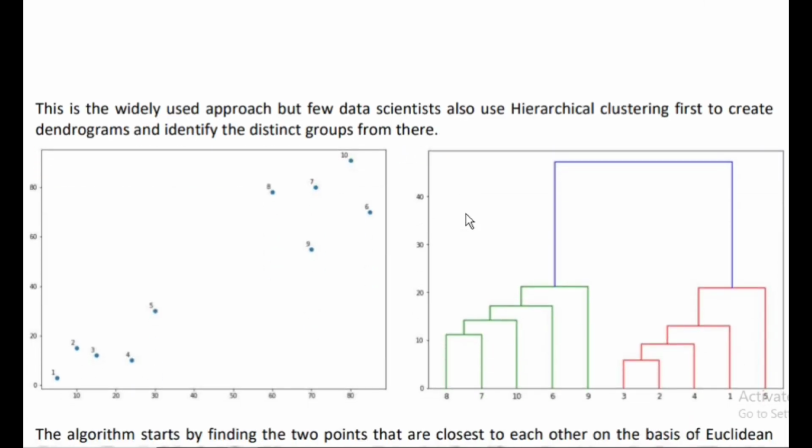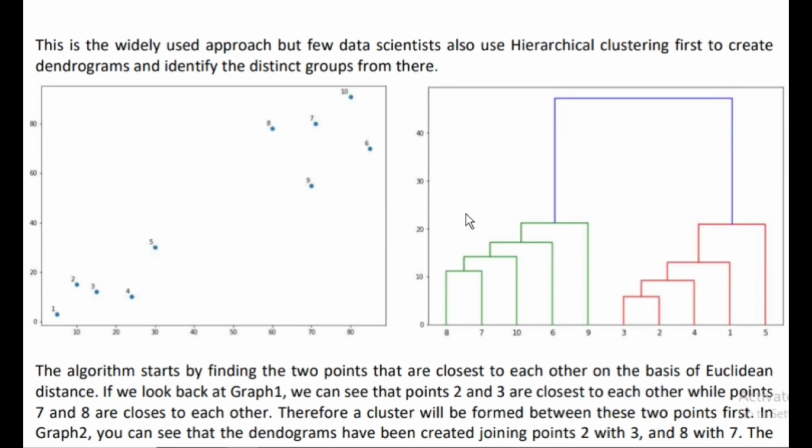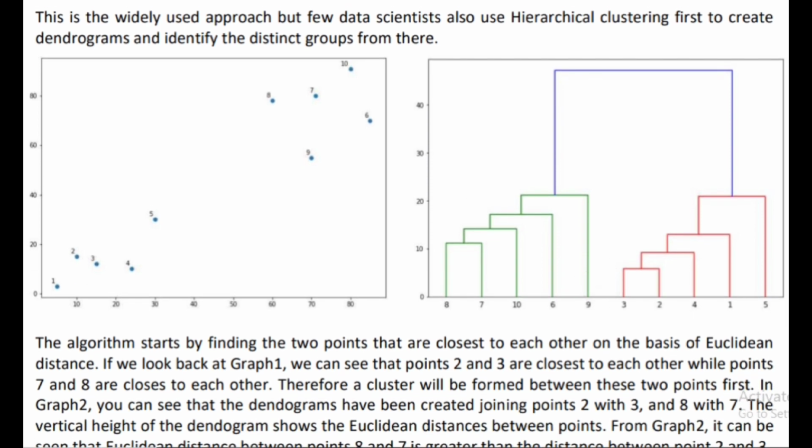This is the widely used approach, but few scientists also use hierarchical clustering first to create dendrograms and identify the distinct groups from there. The algorithm starts by finding the 2 points that are closest to each other on the basis of Euclidean distance. If we look back at graph 1, we can see that points 2 and 3 are closest to each other, while points 7 and 8 are closest to each other. Therefore, a cluster will be formed with these 2 points first.